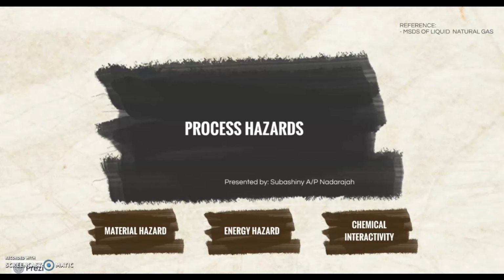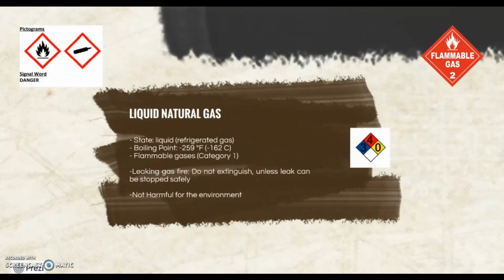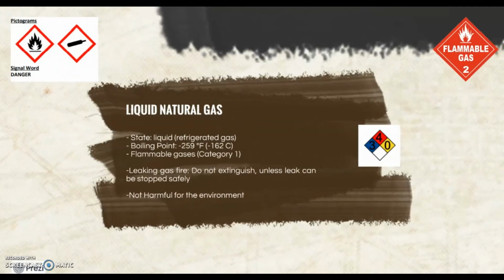As for the process hazard, three hazards were identified in this explosion. For the major hazard, liquefied natural gas is not flammable when in liquid state, but it is when in vapor. Due to its low boiling point, spilled LNG easily vaporizes into gaseous form, and according to the National Fire Protection Association (NFPA), its flammability is rated as 4, which is severe. This leaking gas fire shouldn't be extinguished unless the leak can be stopped safely.